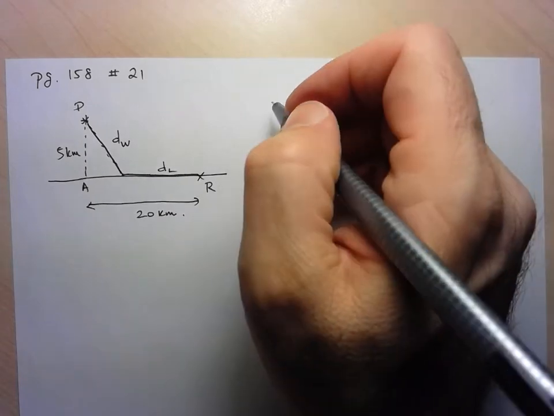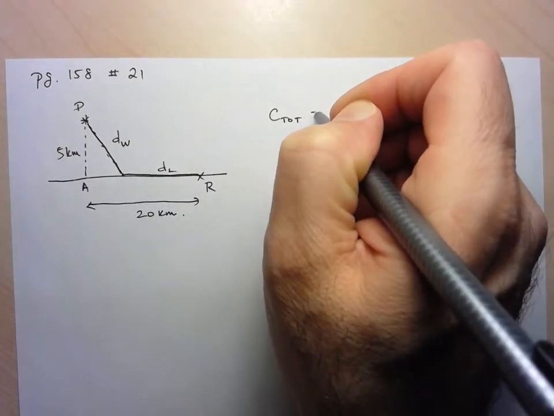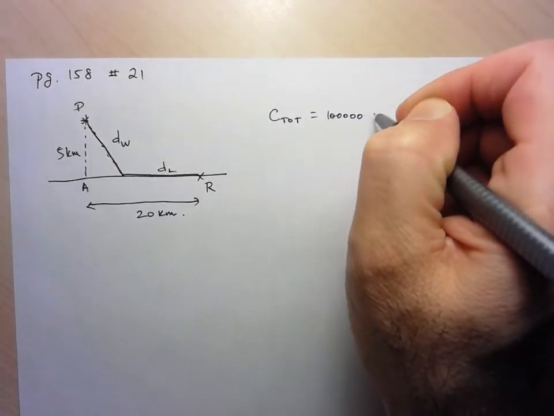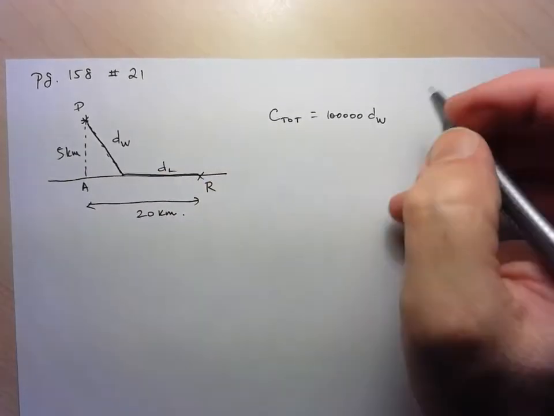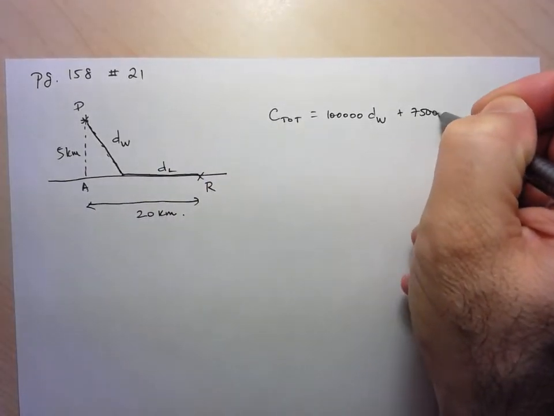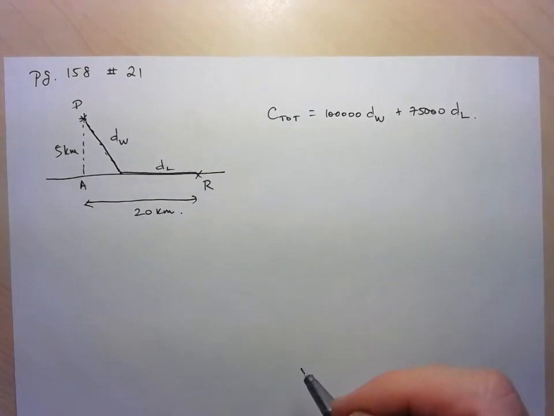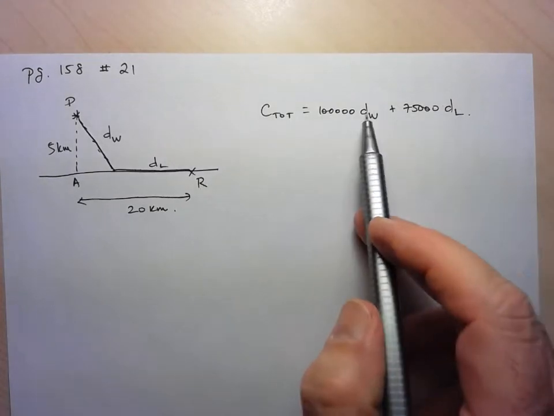So our cost, again, what is it we're trying to optimize? We're trying to optimize our total cost, and so this is going to be $100,000 times however many kilometers we're going underwater, plus $75,000 times the number of kilometers that we're going on land. Okay, so this is what we have to optimize. As we've seen many times, two variables.